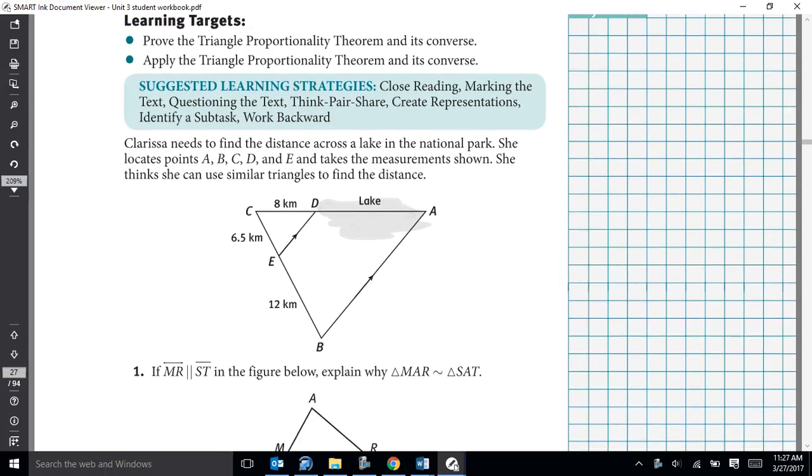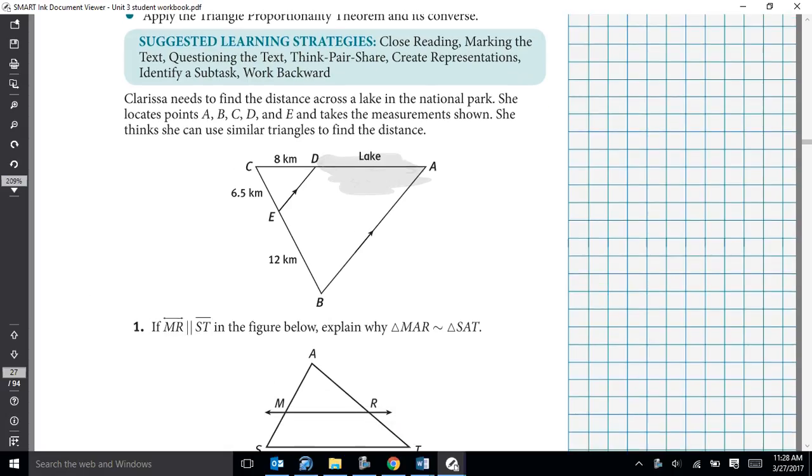All right, so we're going to work on proving the triangle proportionality theorem and its converse and apply. So when it says converse, what does that mean? Well, with the word converse, what are we doing with our if and then parts? We're switching them.